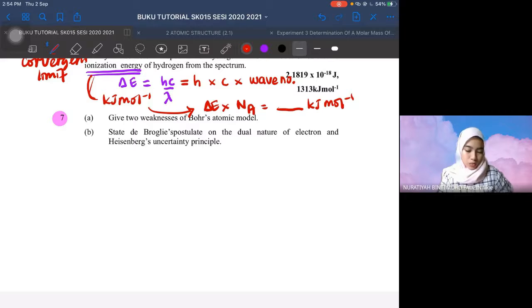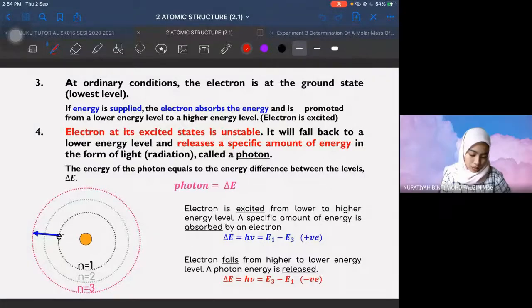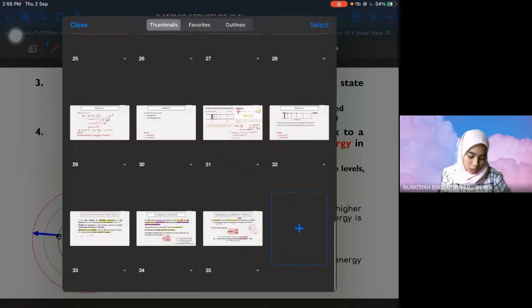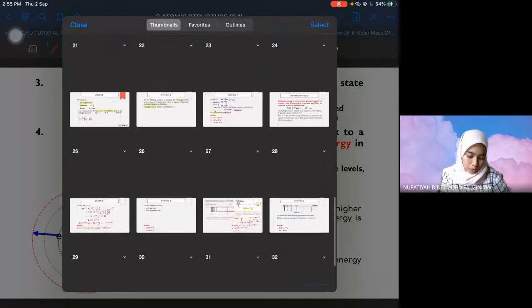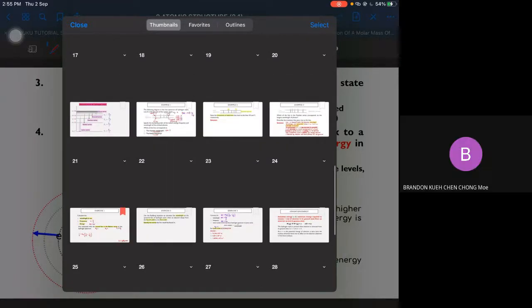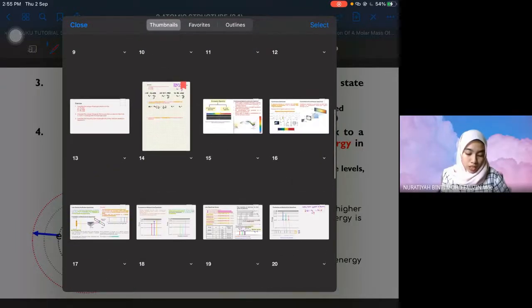What is the weakness of the Bohr atomic model? It can only explain the hydrogen spectrum. Yes, it can only explain the hydrogen spectrum. Again, it can only explain the spectrum of ion species with one electron, or an ion with one electron.